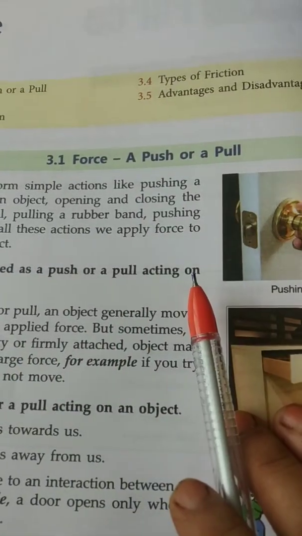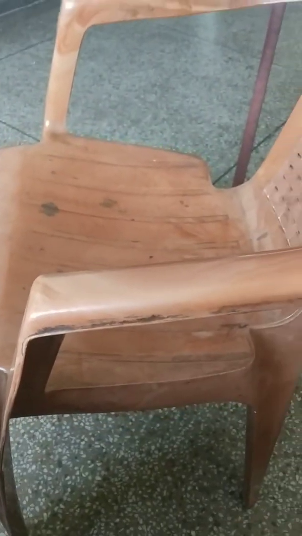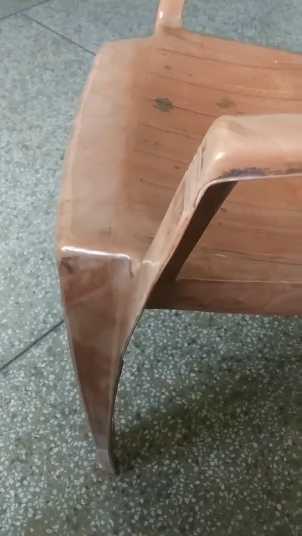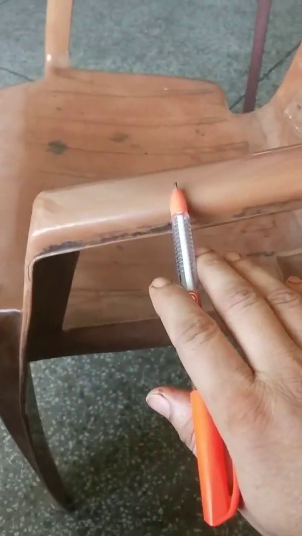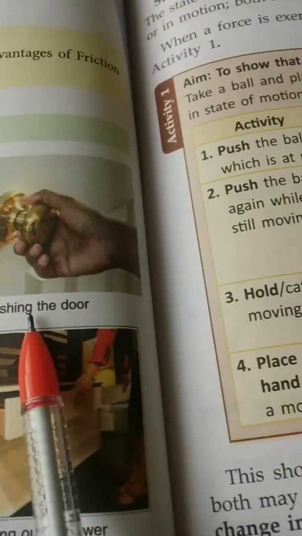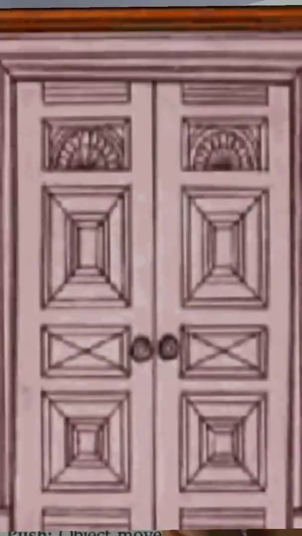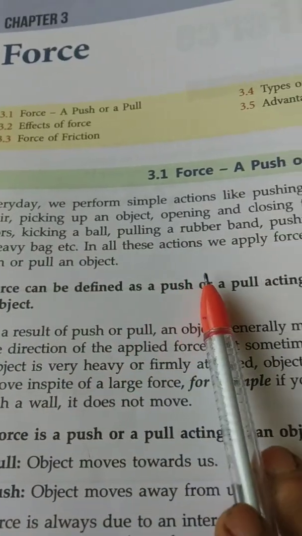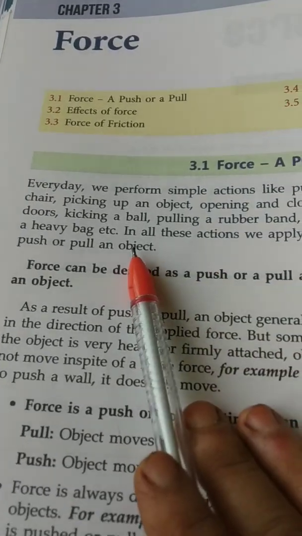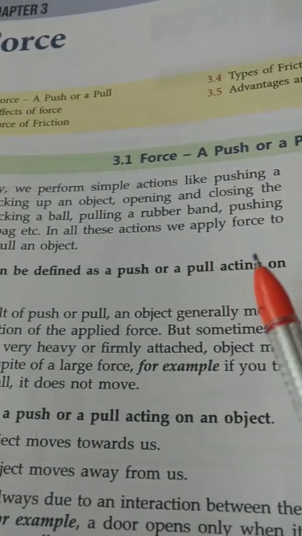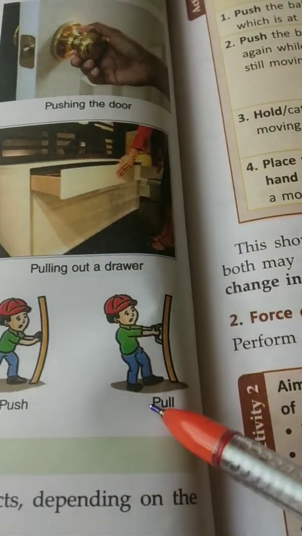Now what is a force? A push or a pull. For example, I have this chair. I apply force over it, meaning push to change the position of this chair, or pull to change the position of this chair. We know every day we perform simple actions like pushing a chair, picking up an object, opening and closing of the door, kicking a ball, pulling a rubber band, pushing a heavy bag, etc. In all these actions, we apply force of push and pull.